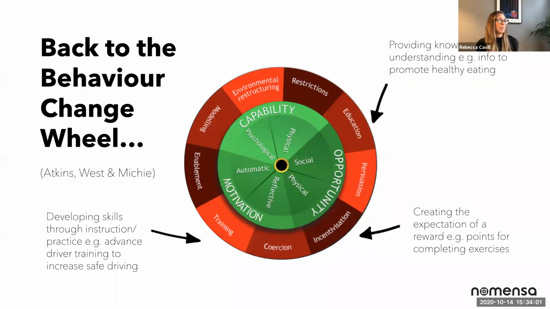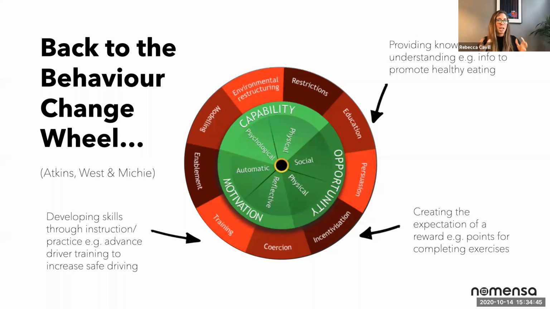So I won't go through the whole list of them, but just a couple of examples. An intervention function could be education, so providing knowledge or understanding where there's a bit of a gap. Incentivization, so creating the expectation of a reward, for example, giving people points for completing exercises. Or training, so developing skills through instructional practice to help people to change their behaviour. And just to be clear, these are the categories of intervention functions that we will start designing within.